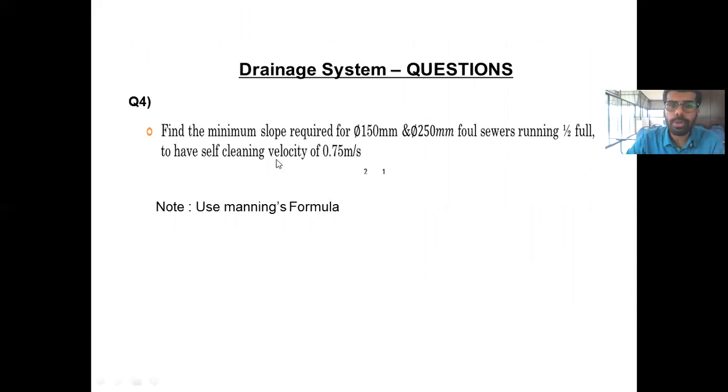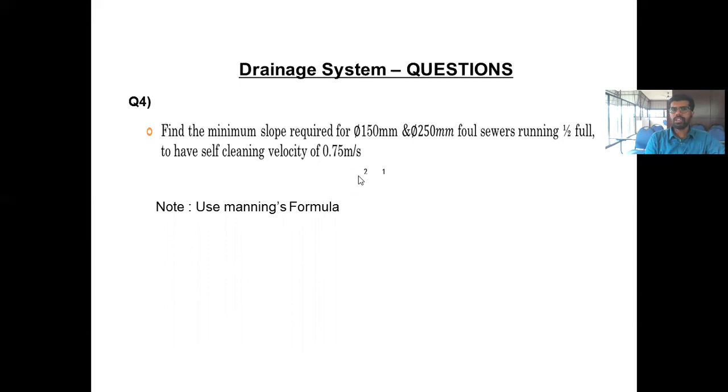Find the minimum slope required for 150 mm and 250 mm foul sewers running half full to have a self-cleansing velocity of 0.75 meter per second. So they are asking that you have to find out the slope of the pipe. The diameter of one pipe is 150 and another pipe is 250, and the pipe is running half full.